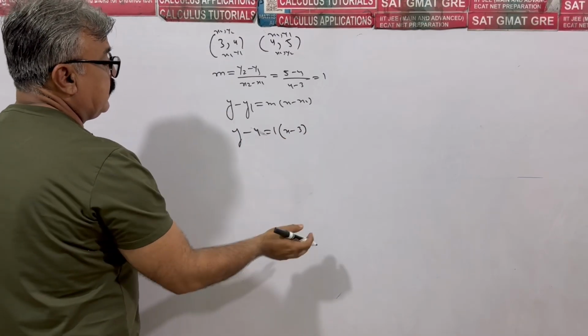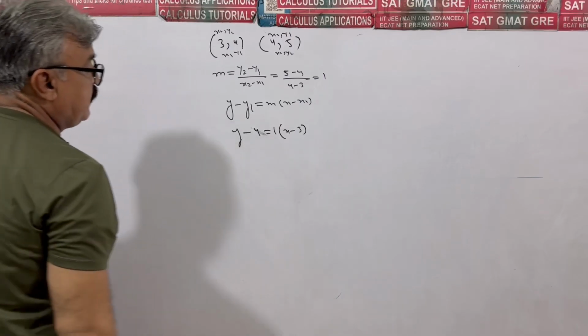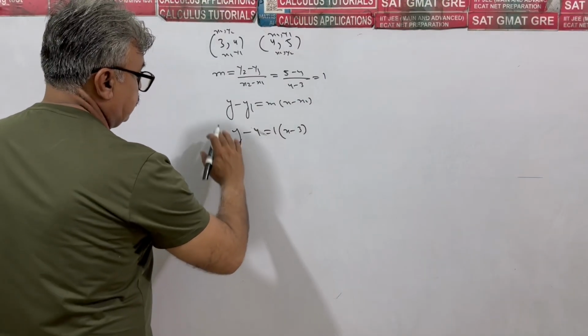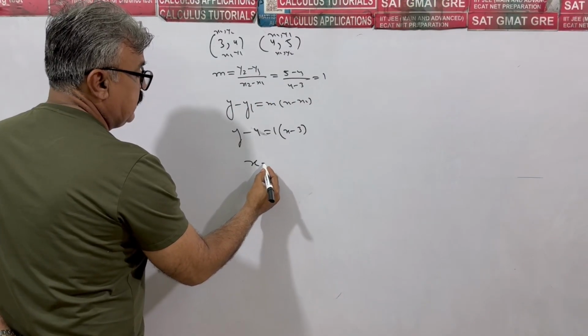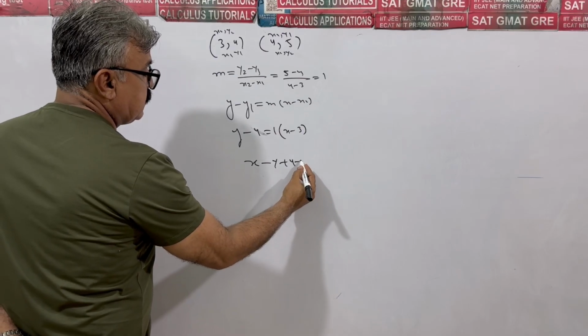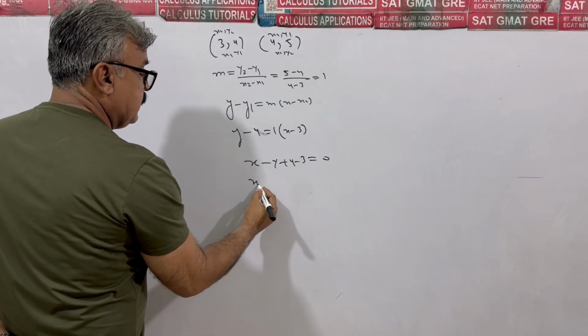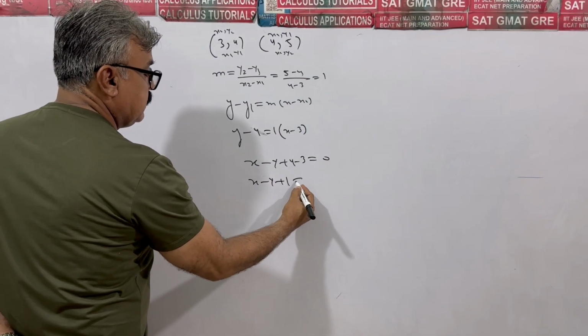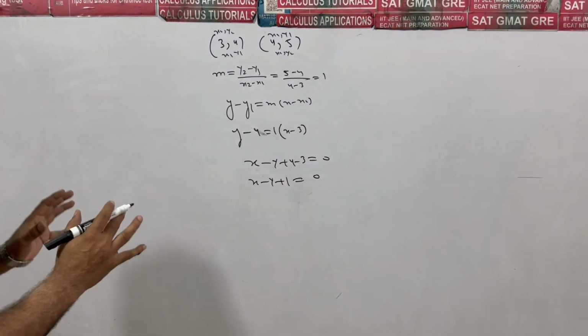Okay. Write it in the standard form. Try to keep the coefficient of x positive. Shift this thing over there on the right hand side. x minus y plus 4 minus 3 is equal to 0. x minus y plus 1 is equal to 0. Okay, that's our equation.